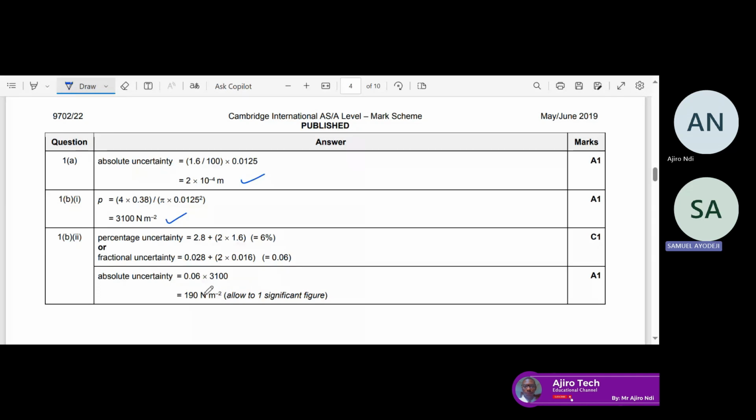You see this one now. They are saying uncertainty is taken to one significant figure, but they are taking 190. So this will be 200. But you can see now that they are always taking it to one significant figure. So 200, that's correct.